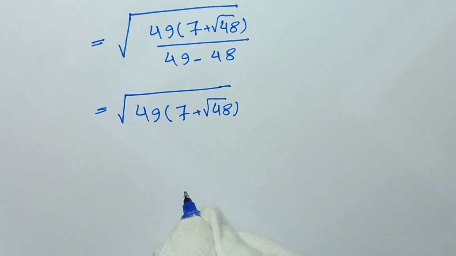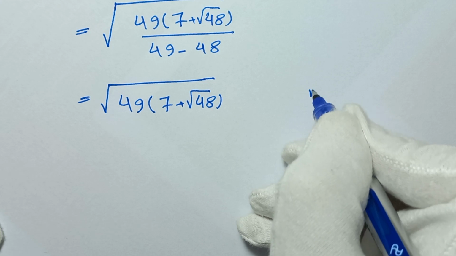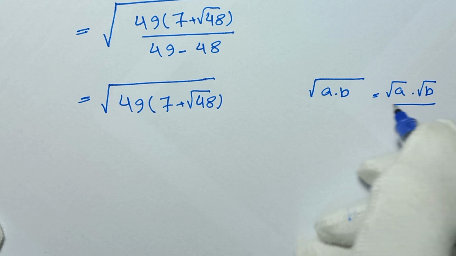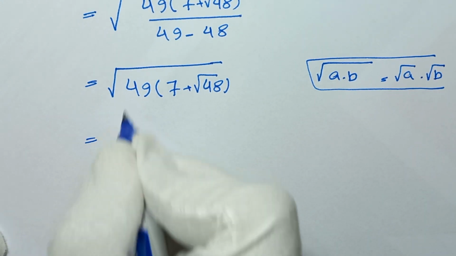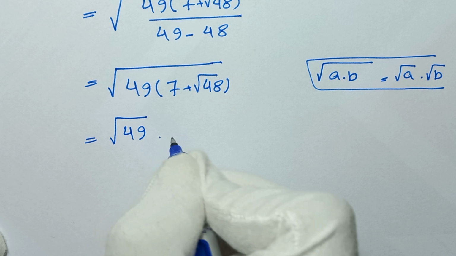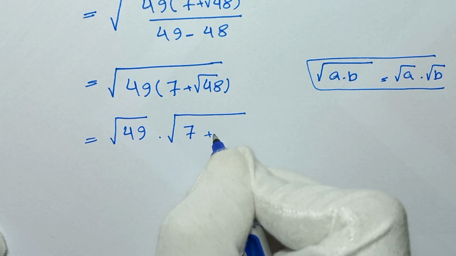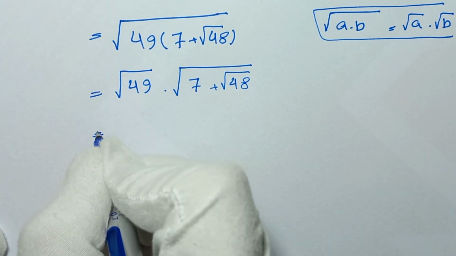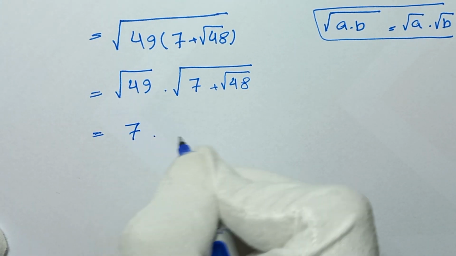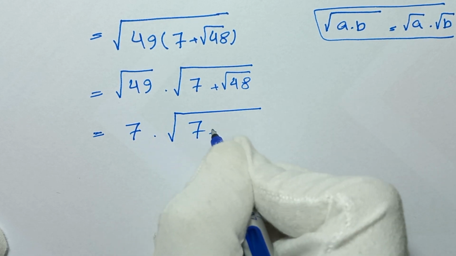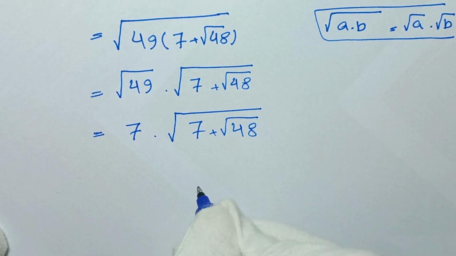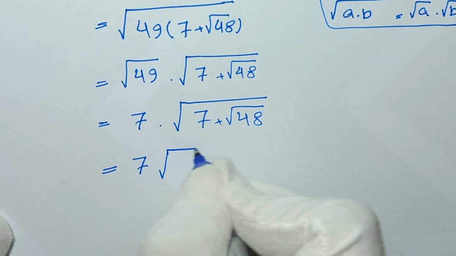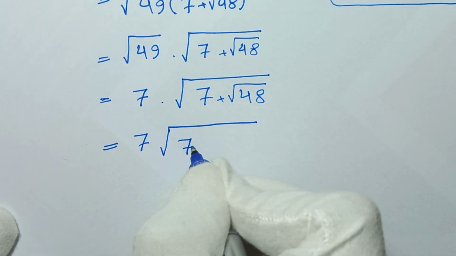In the next step, as you know, if we have the square root of a times b, we can write this as the square root of a times the square root of b. So we write this as the square root of 49 times the square root of 7 plus the square root of 48. The square root of 49 is 7, so it will be 7 times the square root of 7 plus the square root of 48.